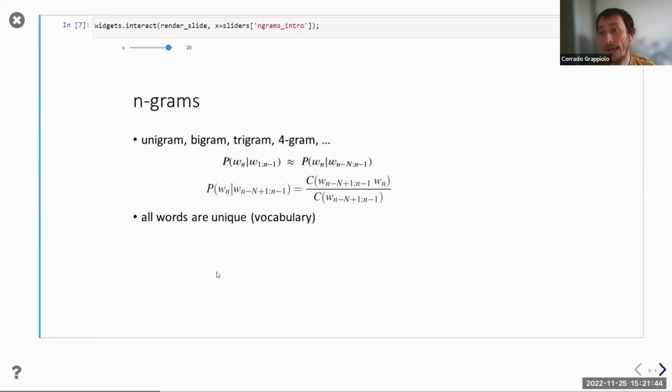And in n-gram modeling, all words are unique. So imagine a word and its plural or synonyms. These are all treated as unique words. That's the simplest way of using n-gram models anyway.